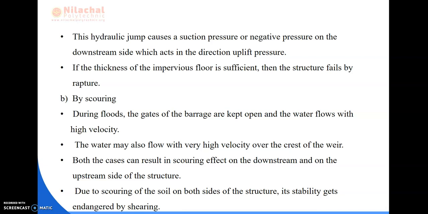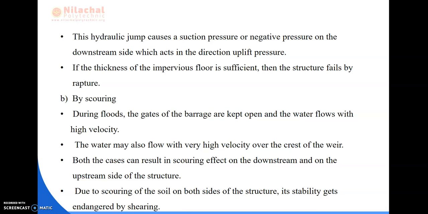Next is by scouring. During floods, the gates of the barrage are kept open and the water flows with high velocity. The water may also flow with a very high velocity over the crest of the weir. Both cases can result in scouring effect on the downstream and the upstream side of the structure. Due to the scouring of the soil on both sides of the structure, its stability gets endangered by shearing.